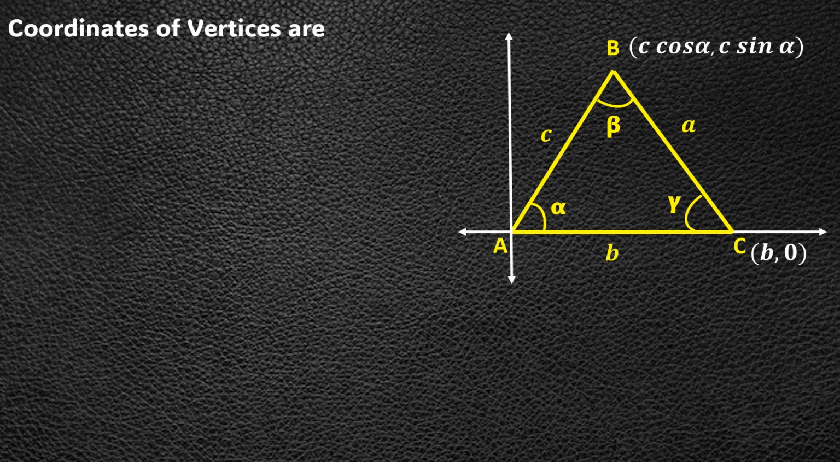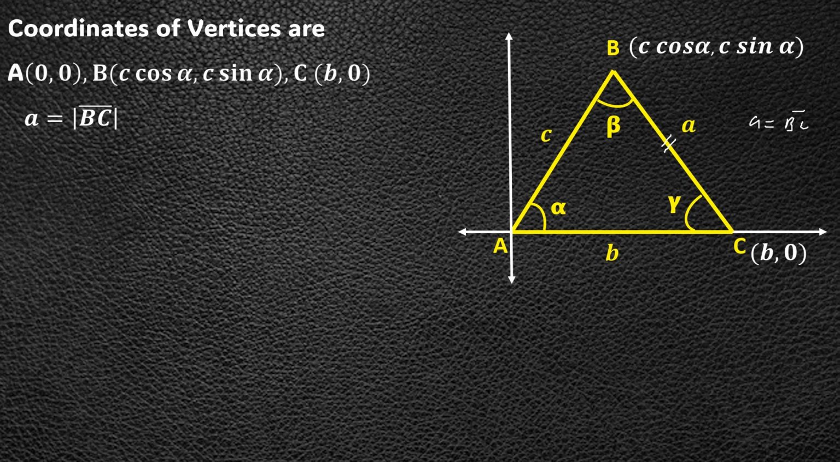So we have shown that the coordinates of the vertices of triangle ABC are A (0, 0), B (c cos alpha, c sine alpha) and C (b, 0). Note that here a is equal to BC, that is, the length of side BC is equal to small a. We square both sides and get a square is equal to BC whole square. Now we shall apply the distance formula on BC. Call the coordinates of C to be x2, y2 and the coordinates of point B to be x1, y1.